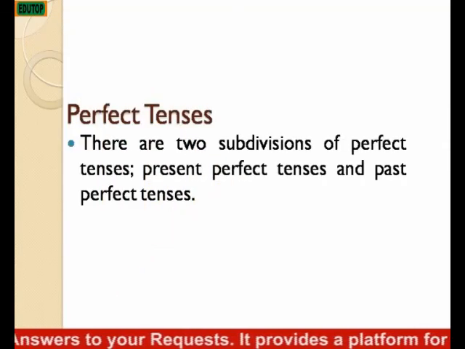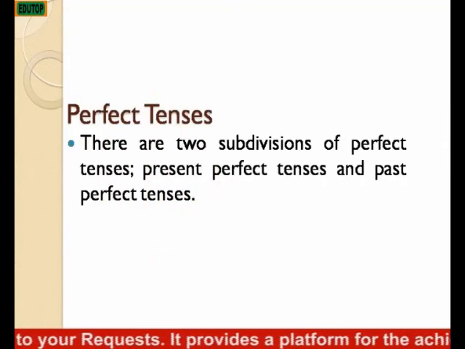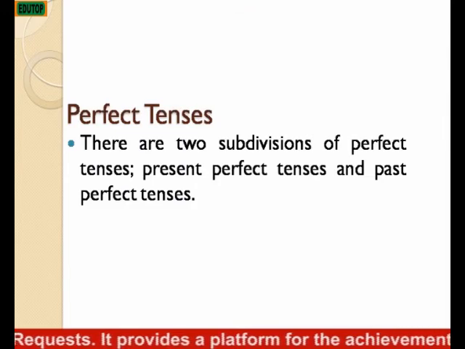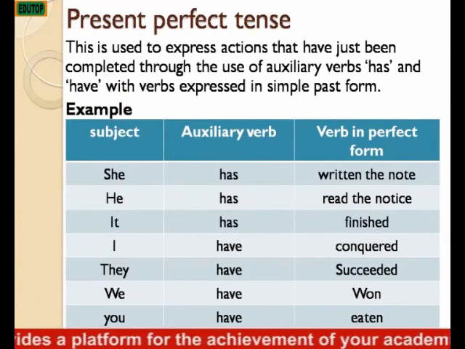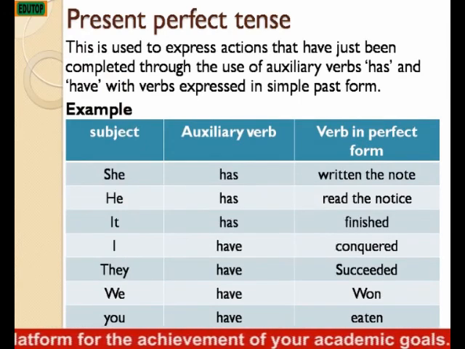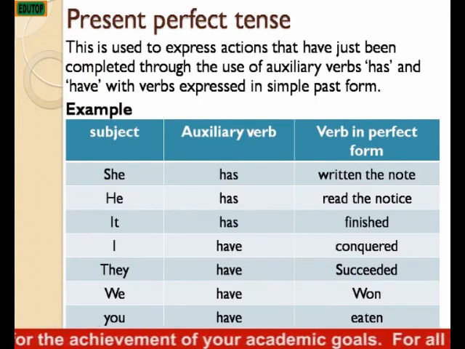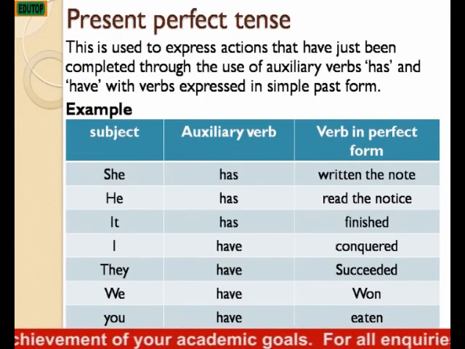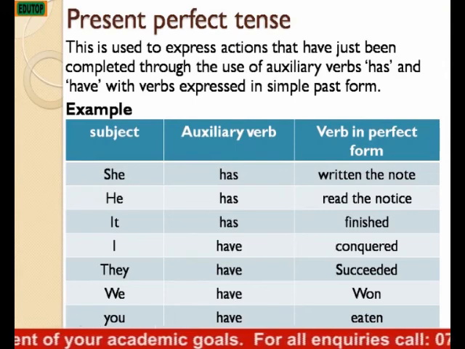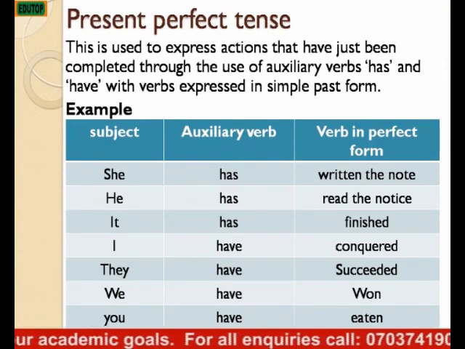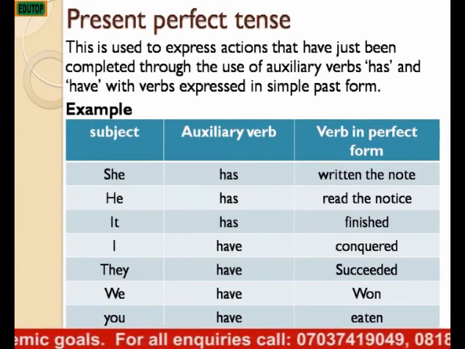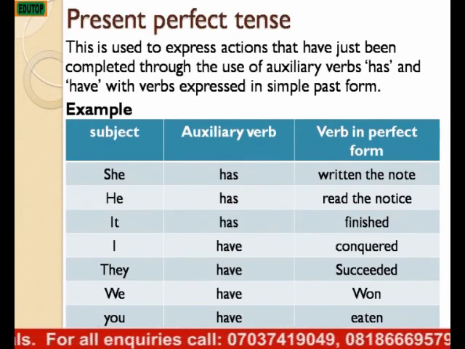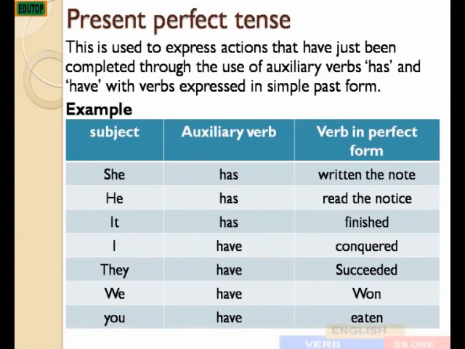Perfect tenses. There are two categories of perfect tenses. We have present perfect tense and past perfect tense. The present perfect tense first. The present perfect tense is used to express actions that have just been completed through the use of auxiliary verbs has and have, with verbs expressed in simple past form. So when we want to express present perfect tense, we make use of auxiliary verbs has and have, with a main verb that is expressed in simple past form.